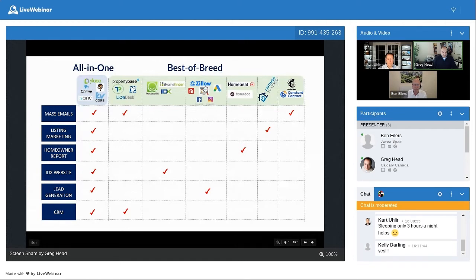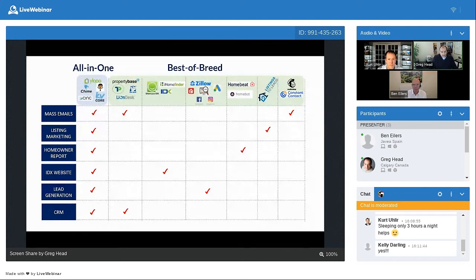Then when we look at what's shaded in green, we call those best of breed. The reason we call them best of breed is because they're typically really focused on one piece of the tech stack. So if you look at Property Base or Top Producer, which is probably the original CRM in the industry, Lion Desk, they're a CRM. And of course, they'll send out mass emails as well. We move over to Showcase IDX, iHomeFinder, IDX Broker. Those are examples of IDX websites. And typically they're a plugin that allows people to search on your website for homes and all that good stuff.